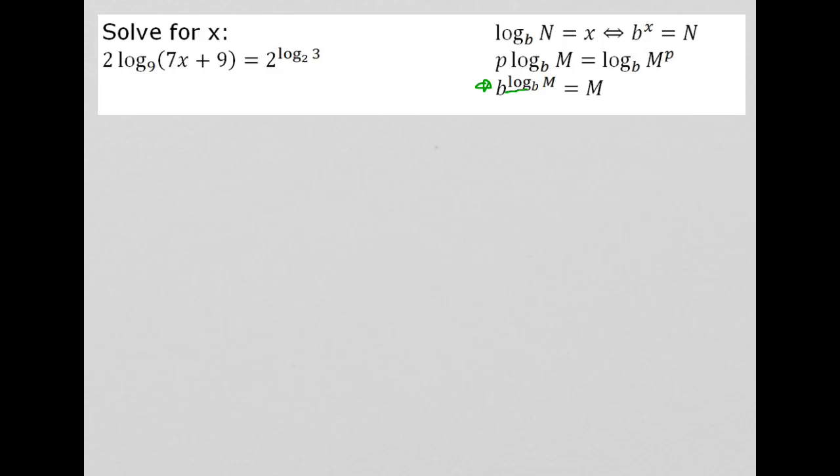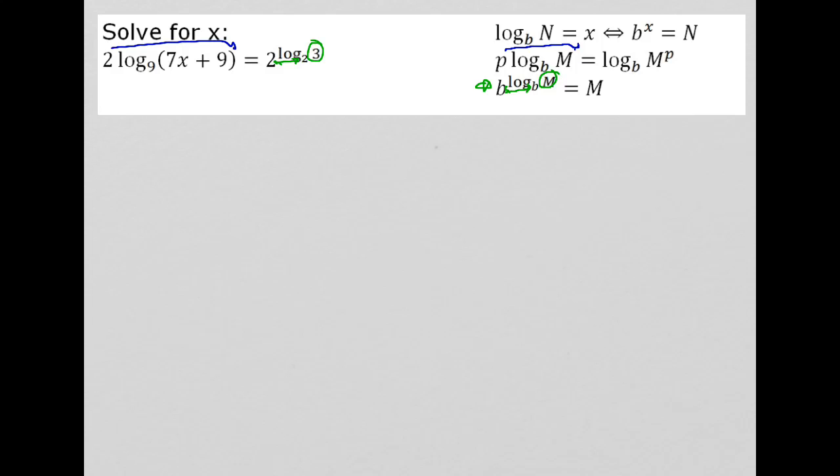So as long as the base and the base on the logarithm match, the value of the exponential expression is m. So the 2 and the 2 match, and that means the right-hand side of this equation is just 3. We'll also go ahead and use the power rule for logarithms, so that lets us make this coefficient into an exponent. So we can go ahead and make 2 into an exponent. So let's go ahead and do that.